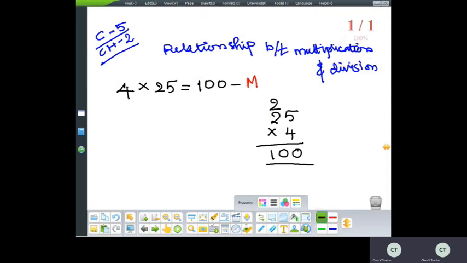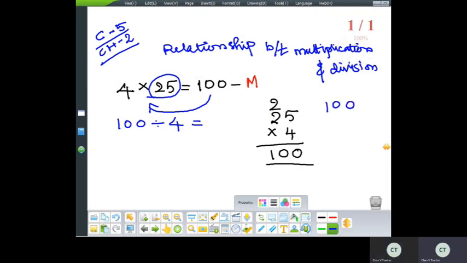Now, as it is told to us that division is the reverse of multiplication, now I'll do the reverse part of this. What will I do? 100 total divided by any of these, 4. How much should I get? I should get 25. Yes, let us check it.